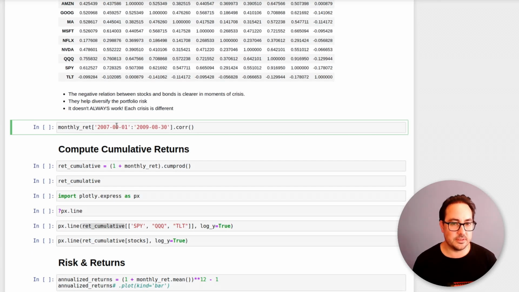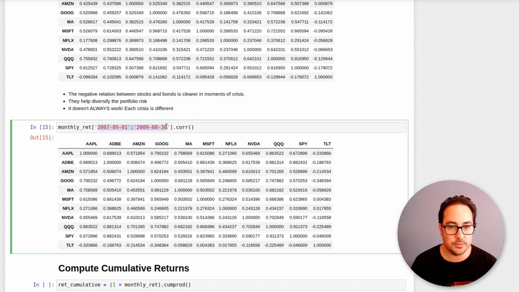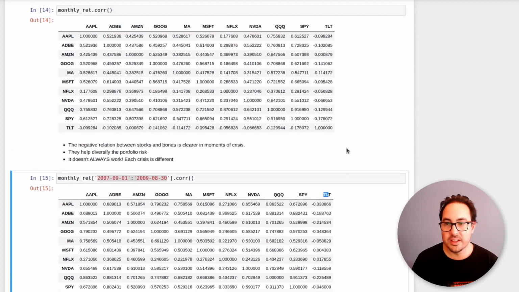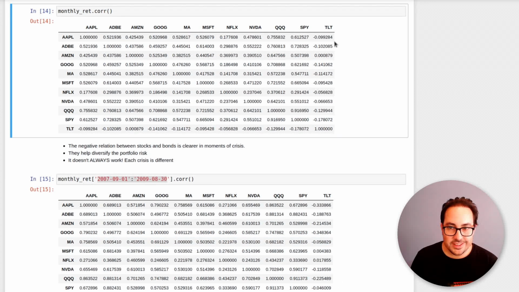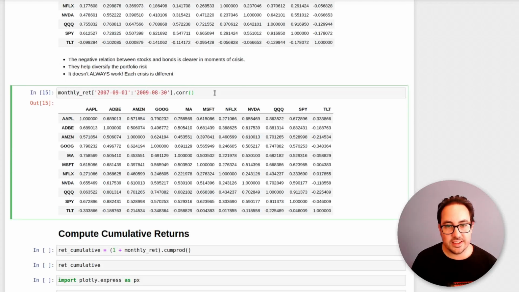Another thing you can do is select a period such as the global recession in 2008 and take a look at the correlations there. I would expect that the correlations between the stocks and TLT would be more negative now. And we can see that here. It's not valid with all the stocks, but it happens with Apple. Almost minus 0.1, and this is 0.33. So yeah, there are a lot of ways you can analyze the correlations of returns. This is just a simple example.